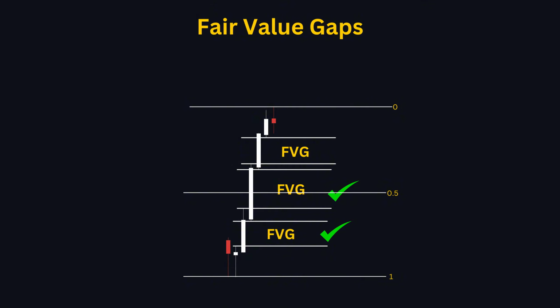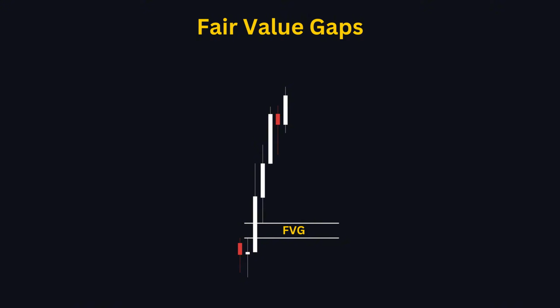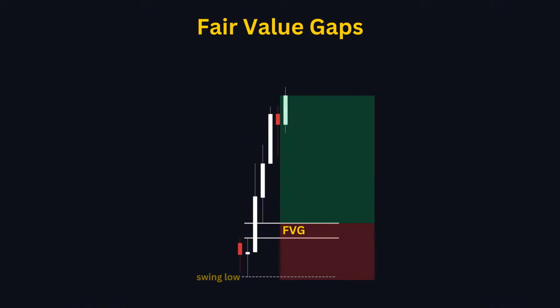In the next example, we have a small fair value gap near a swing low. And in this situation, we will set our buy order at this fair value gap and set our stop loss just below this swing low. And the first target will be this latest high. This creates an ideal trading setup, as our stop loss is safely placed below the swing low. And our target is the recent high, which has a high chance of being hit.